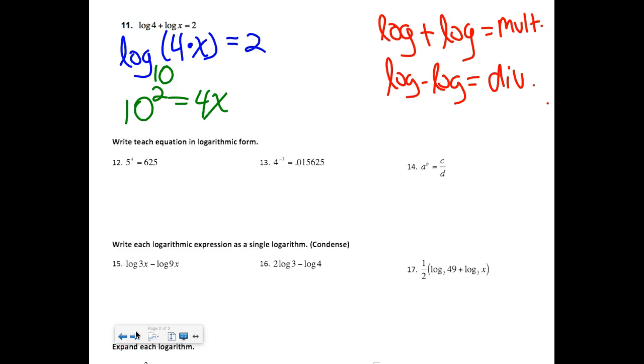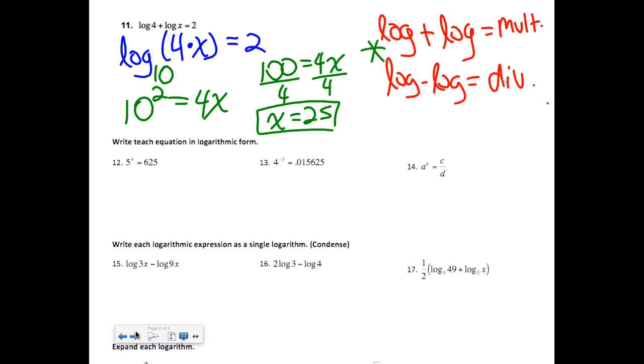In our calculators or off our power sheets, we should know 10 to the second is 100. I'm going to write it up over here, guys. So I'm going to have 100 equals 4x. Our last step will divide, and we should have x equals 25. Okay. So reminder, when you have problems like this with multiple logs, get it down to one single log using these rules here, and then use the same solving skills we did on the other page. All right.